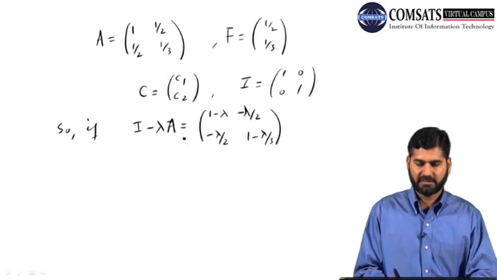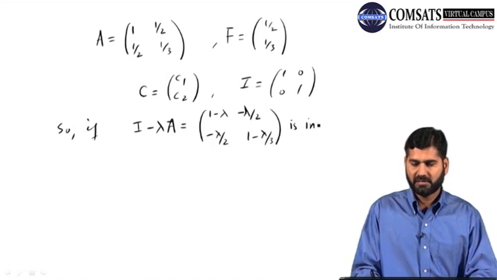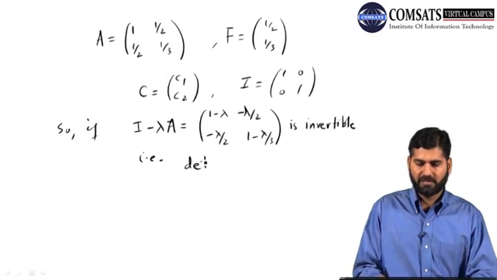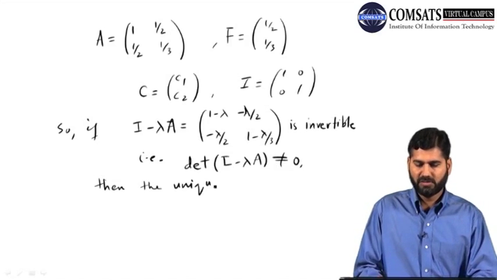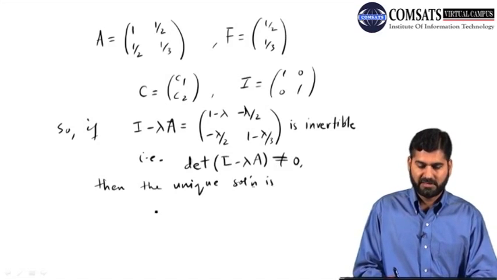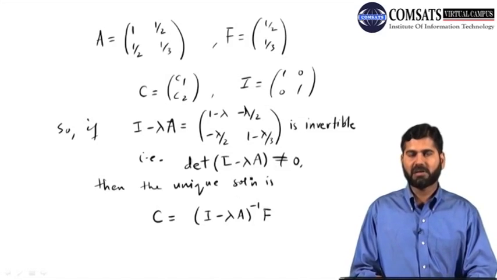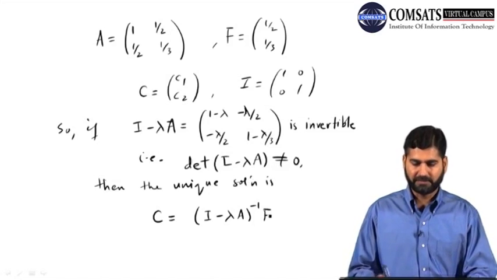If this is invertible, that is, the determinant of I minus lambda A is not equal to 0, then the unique solution is C equal to the inverse of I minus lambda A times F. Because if it is invertible, you can multiply by the inverse on both sides, and this gives you the unique solution of C.